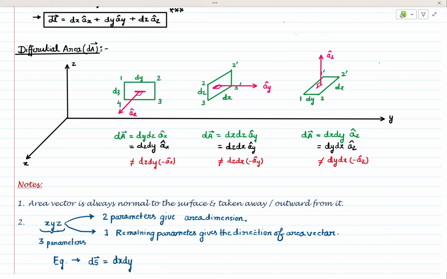Then what is the left parameter? The left parameter is z. Then z will be used to give the area vector direction. That means it will be in the direction of az.